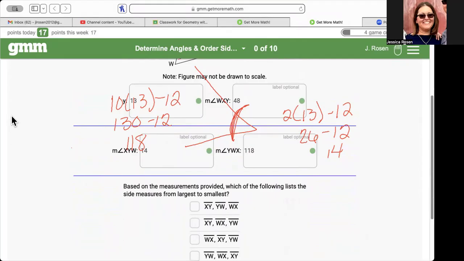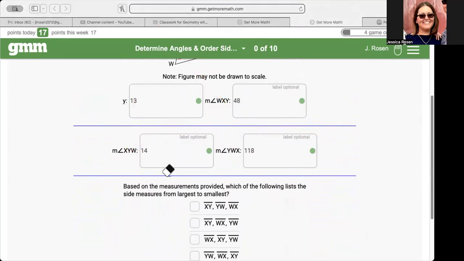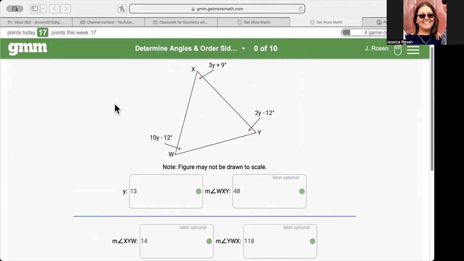Okay, so let me clear this up. All right, so the side measures from largest to smallest. So let's go back up here. And if you remember, I'm going to say large to small, and we want the sides large to small. And let's just go ahead and label this. So we had W was 48, X was 14, and Y is 118.